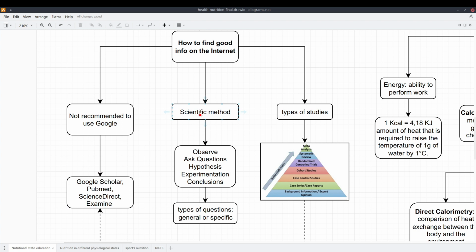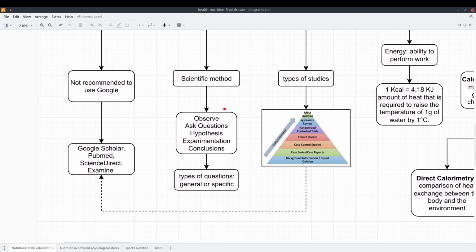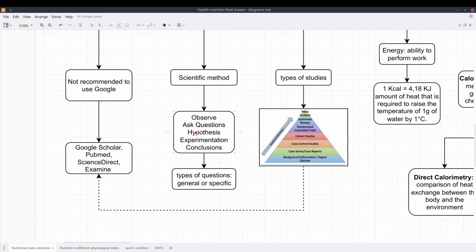Yes, because they are all based in the scientific method, which is to observe, to ask questions, to create hypotheses, do some experimentation, and reach some conclusions. And the types of questions we ask ourselves can be either general or specific. So for example, what is the keto diet? It's a general one. A specific one can be, for example, is the keto diet effective in treating diabetes? And so on. So general and specific.